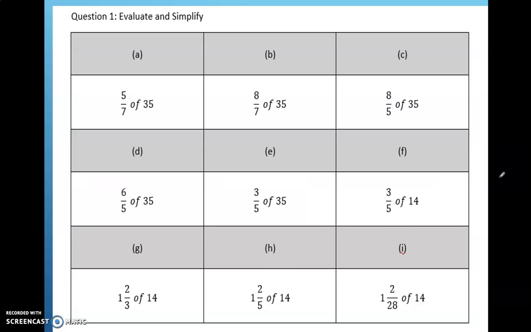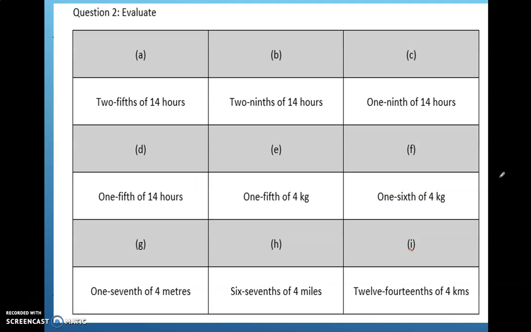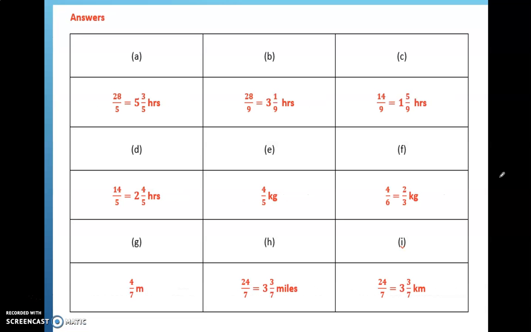So here, I want you to take 5 minutes to work through these examples. And here are your answers. Make sure to simplify. And here's another 5 minutes to work through these. Here are your answers.